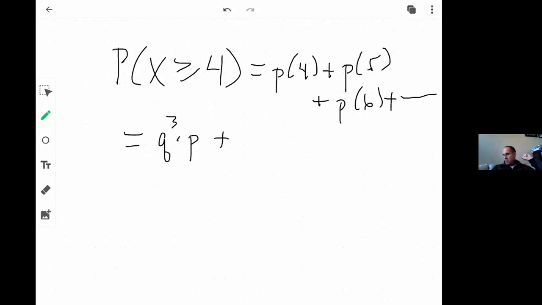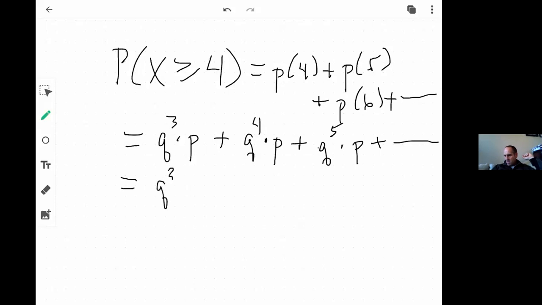That means 3 failures followed by a success. What about P, the probability of 5? Well, that means 4 failures. So Q to the 4th times P plus, what about P of 6? Well, that's Q to the 5th times P plus dot, dot, dot. Now, notice I have a common factor that I can pull out here, and that's Q cubed P. Q cubed times P.